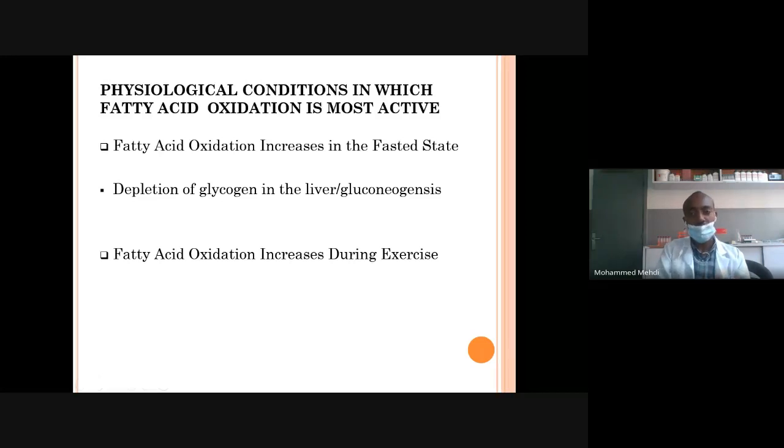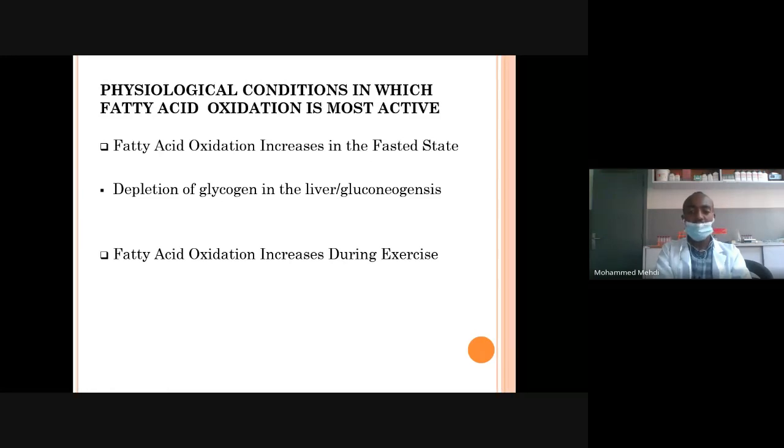I have told you before, our primary source of energy is glucose, but whenever it is deficient, tissues will start to utilize fatty acid as a source of energy. So it is activated in the fasting period. In the fasting period, we will have low carbohydrate intake or glycogen formation in the liver. In that case, fatty acid oxidation will be stimulated.